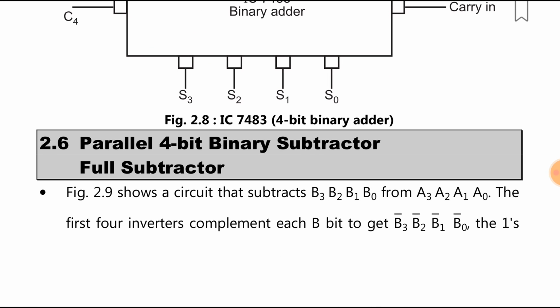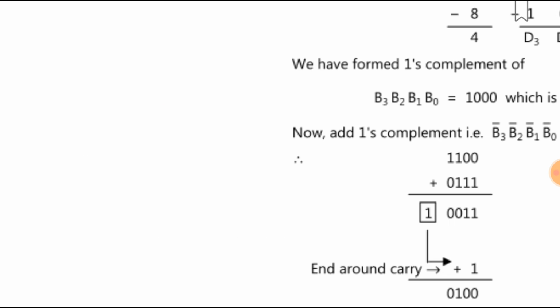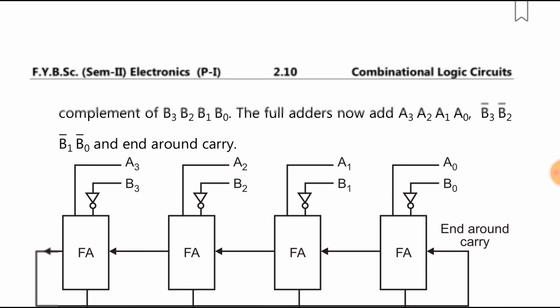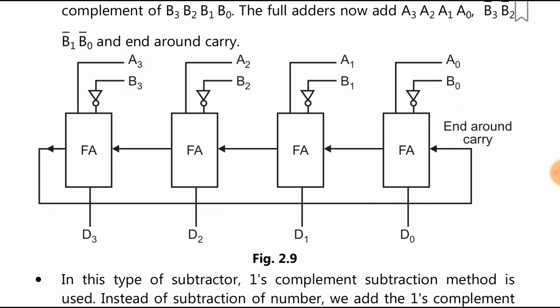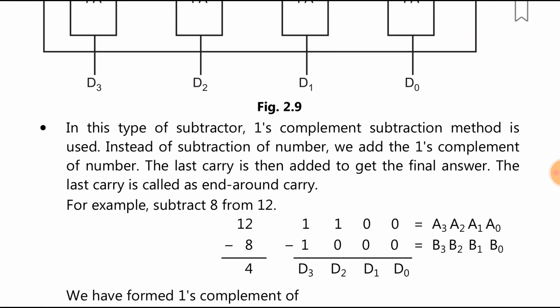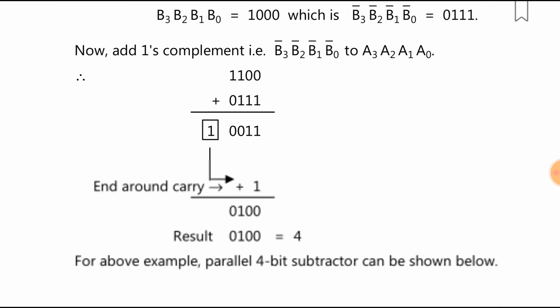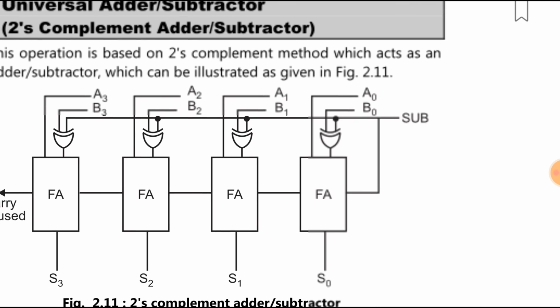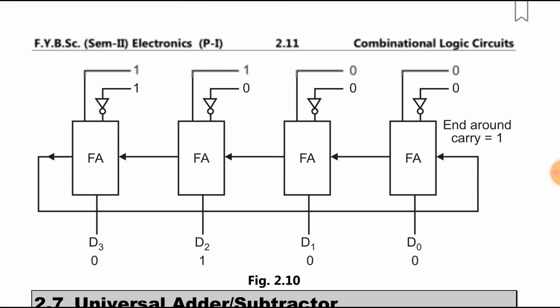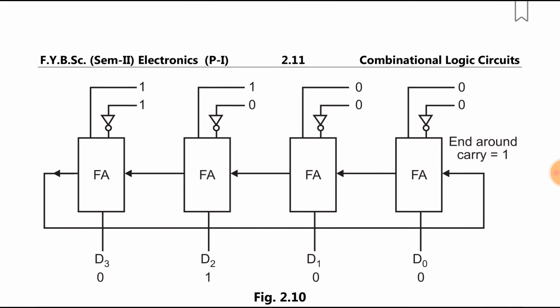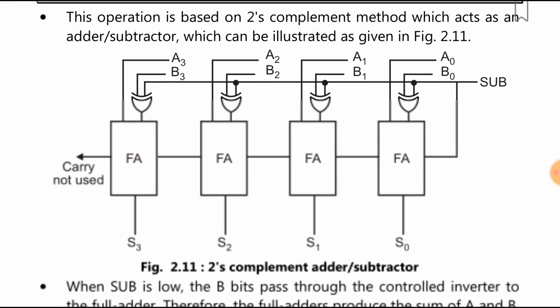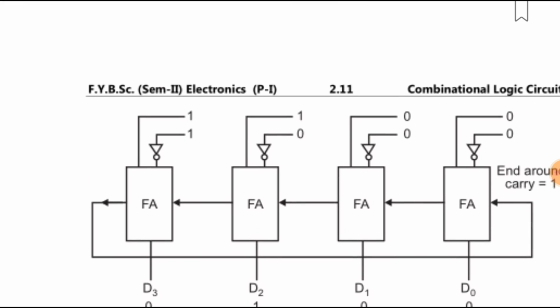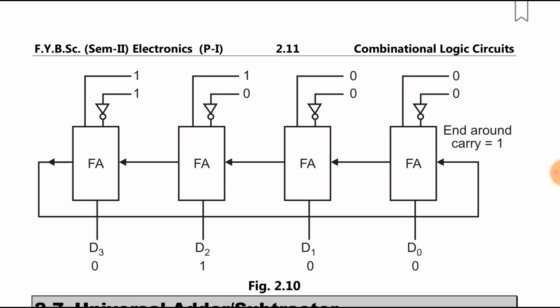Now, like the binary adder, a parallel 4 bit binary subtractor is also available. Here we have connected one NOT gate to each of the B inputs B0, B1, B2, B3, so I can get the binary subtractor also. This is the way to do binary subtraction, and this is the circuit for binary subtraction. A universal adder subtractor circuit is also available in the market. So today we will stop here, up to the binary subtractor.